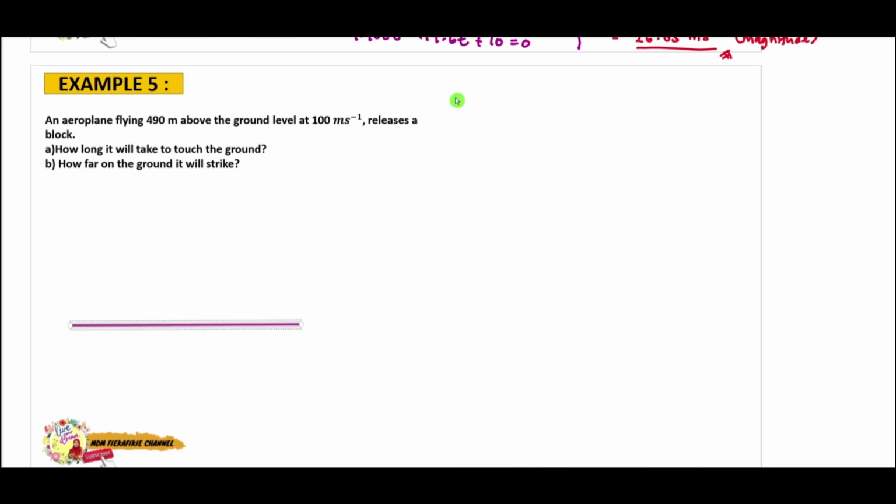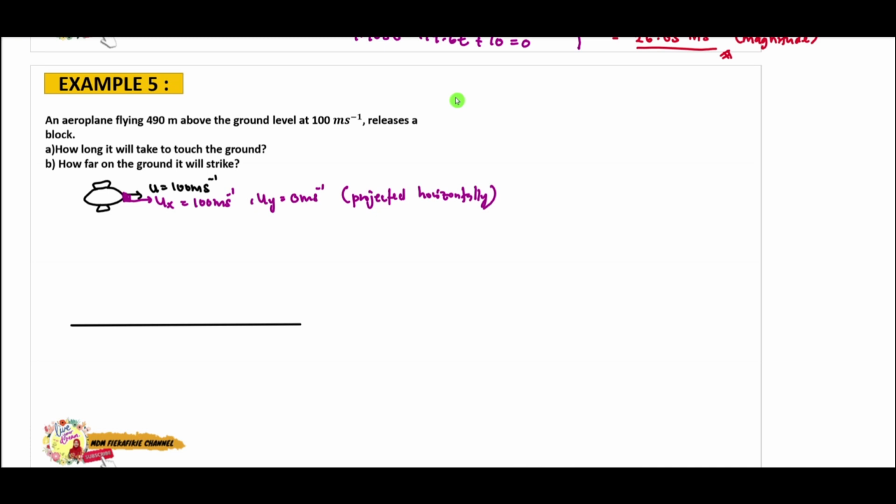So means that kita ada aeroplane. Okay, aeroplane. And it's moving in this direction. Okay, U 100 meter per second. And at the same time, dia akan release a block. Okay. So, maknanya U ini pun sama lah. UX sahaja. Okay. So, UY equal to 0. So, this question is about object projected horizontally.